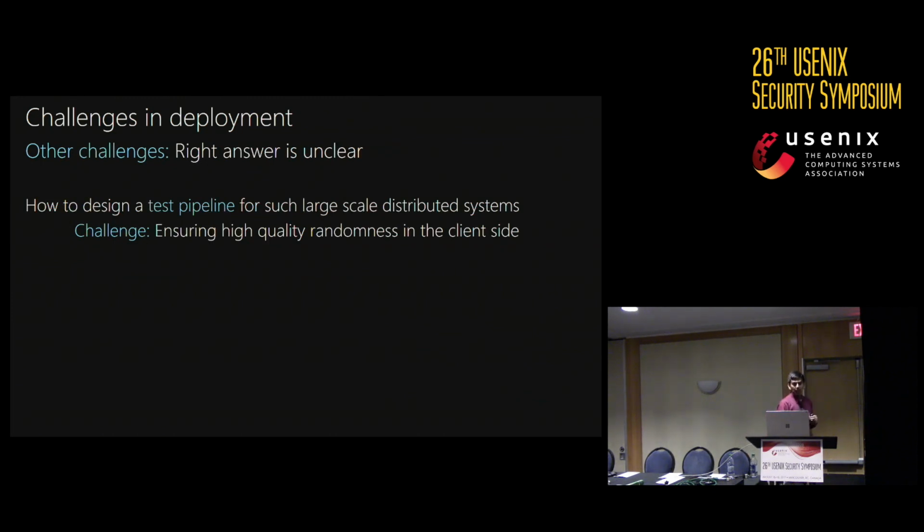Some of the other challenges are how to design a test pipeline for this kind of systems. Basically, if you design the systems, it's important to test that. The quality of randomness is very important for this kind of systems. I really don't know what's the right test pipeline to design. So it's a question to be answered.